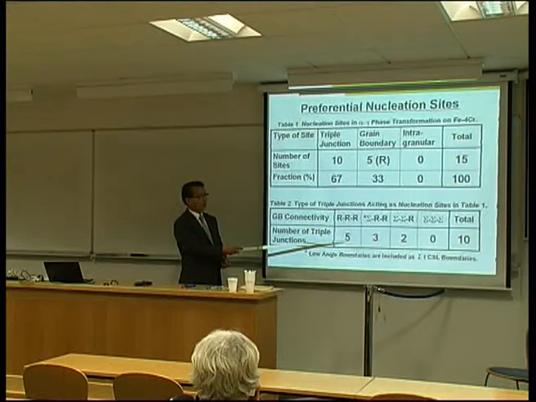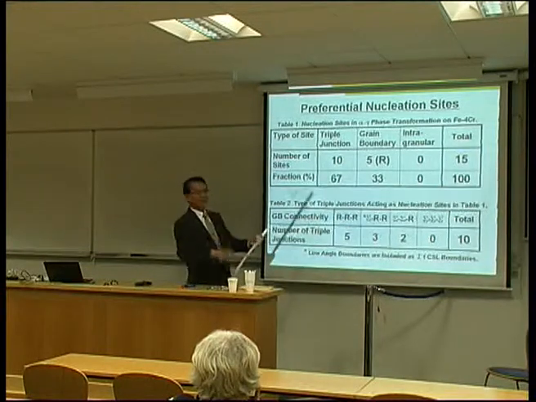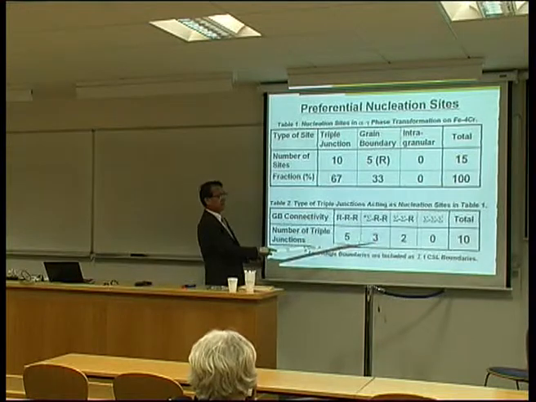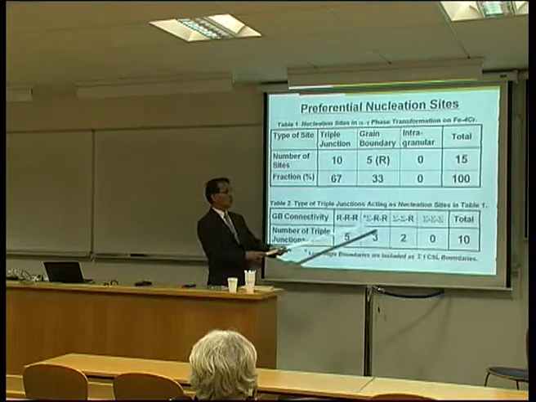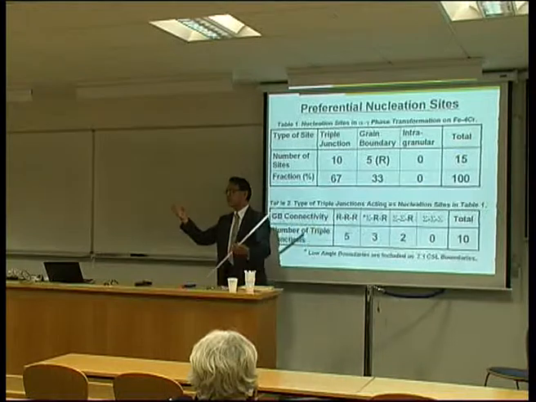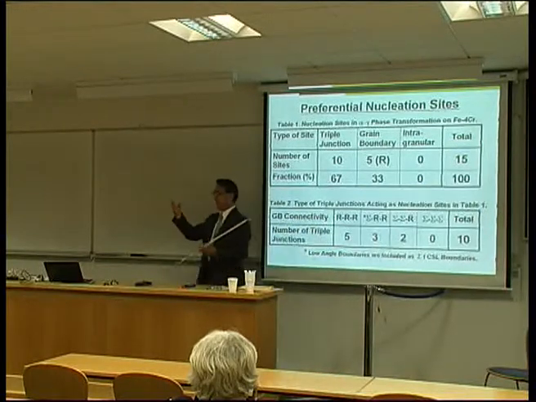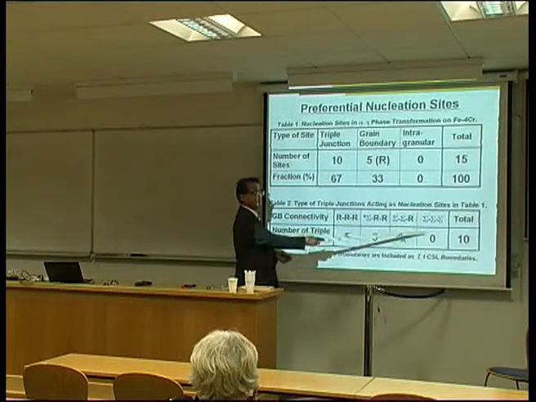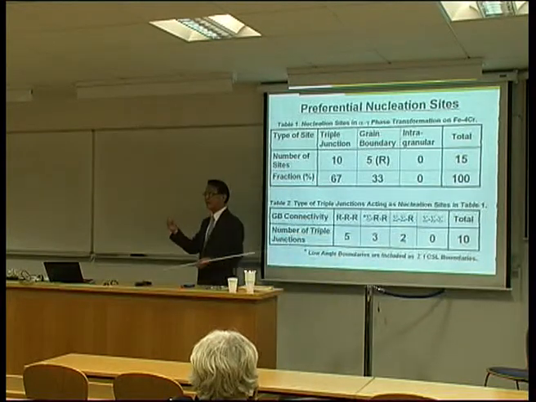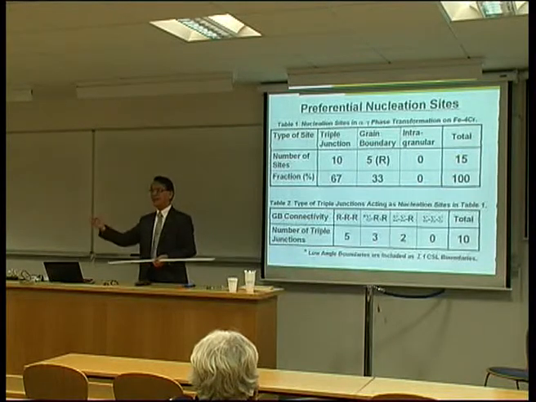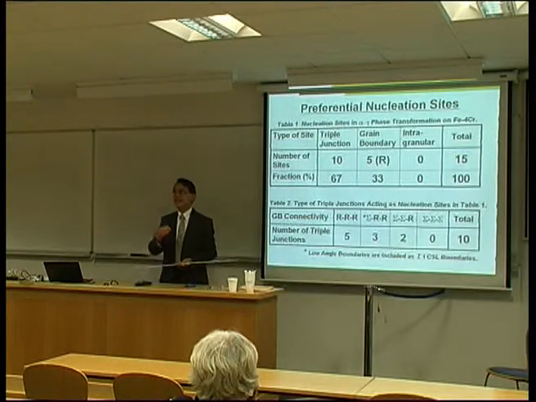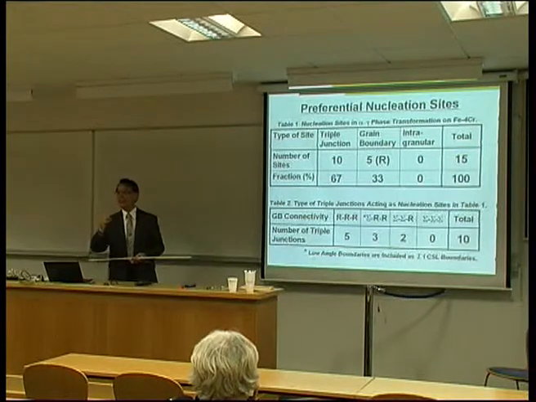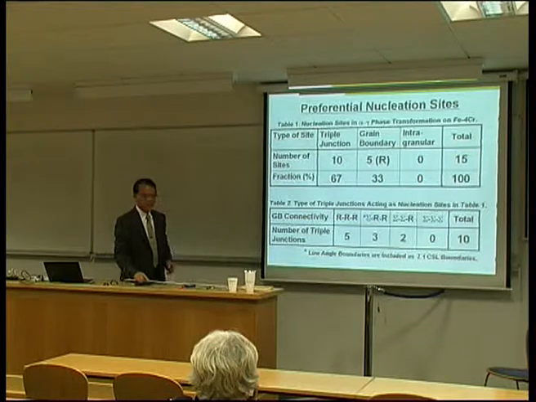site of the new phase. And secondly, a triple junction composed of two random boundary segments like this. Among the triple junctions, those composed of low energy boundaries cannot play as a preferential site of the new phase. So there is a very clear difference in the role of the triple junction depending on its character.